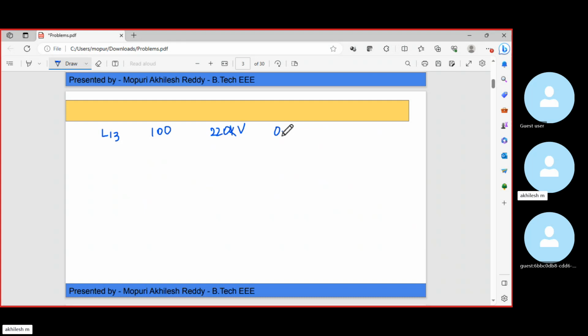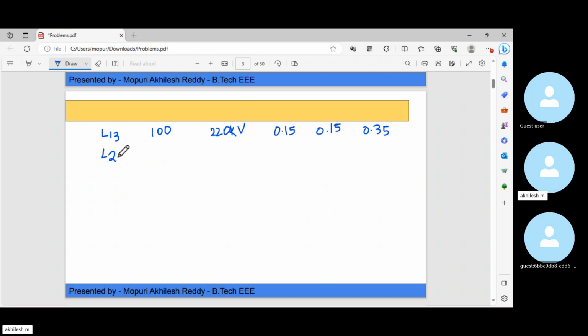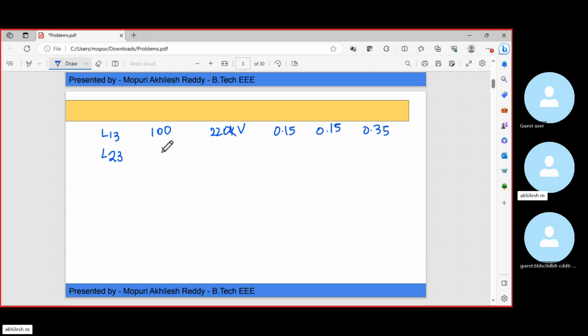Here it is, X1 is 0.15. X2 is also 0.15. And then X0 is 0.35. We observe all the values of X1 and X2 are same. So we can only find out the positive sequence or the negative sequence. Any one sequence we can solve, so that we will get the same value for the other. We don't need to separately calculate positive and negative sequence per unit values and then the reactance diagram. It will be same. Here it is 0.25.